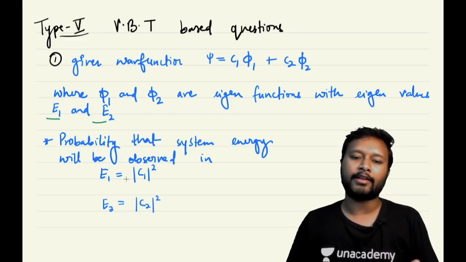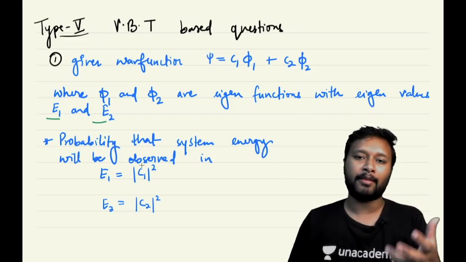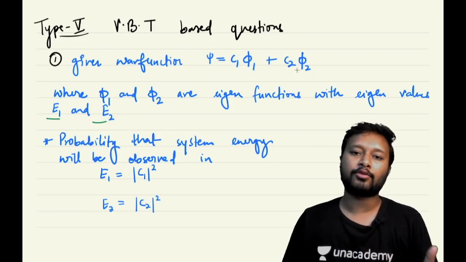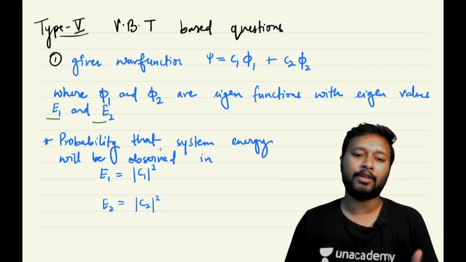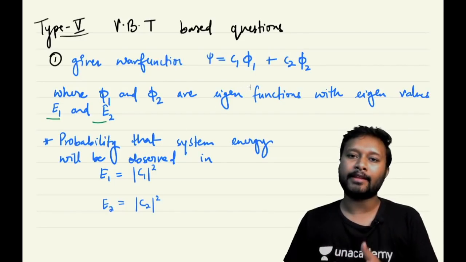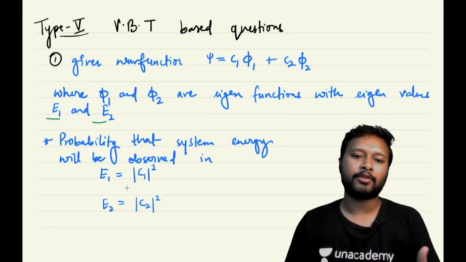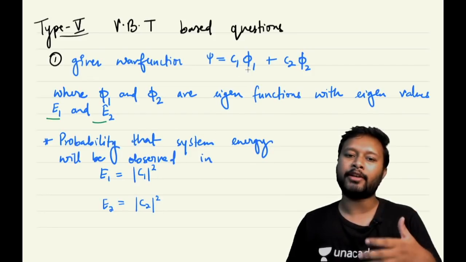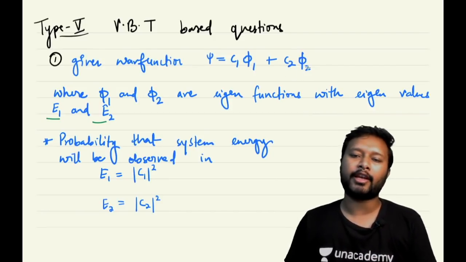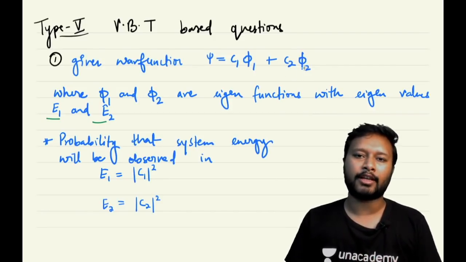The square of the coefficient is going to give you the probability that the system will lie in that particular wave function. So C1 square is going to give you the probability that the system will lie in phi 1, and C2 square will give you the probability that it will lie in phi 2. So this is one type of question.